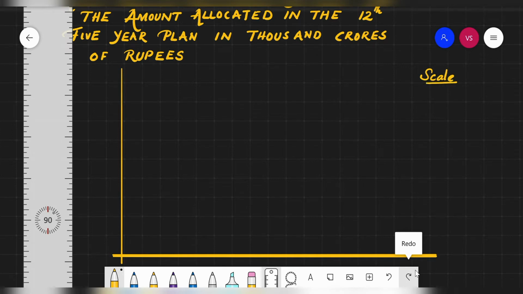Okay, so for y-axis, this is for y-axis. Okay, 1 centimeter. You can see squares, students. I'll take that as 1 centimeter. So 1 centimeter, I'll take it as 25,000 crores. So here, this is 25 for me. This is 50. This is 75.